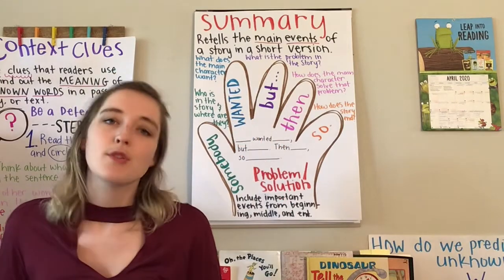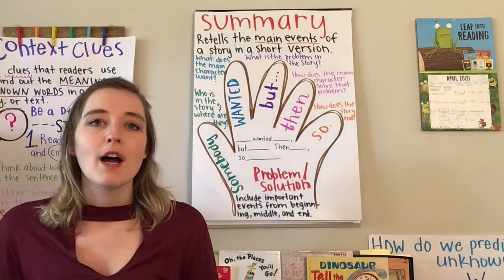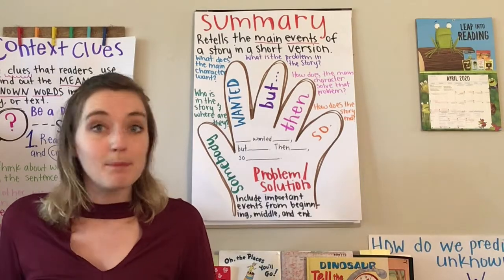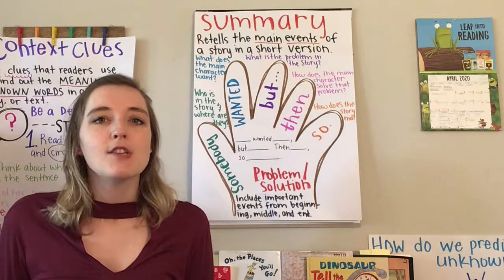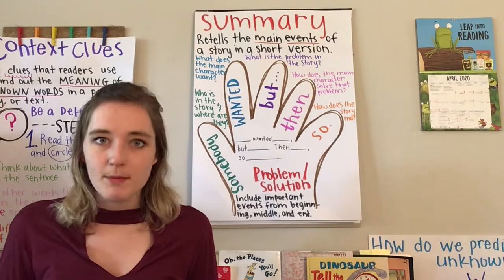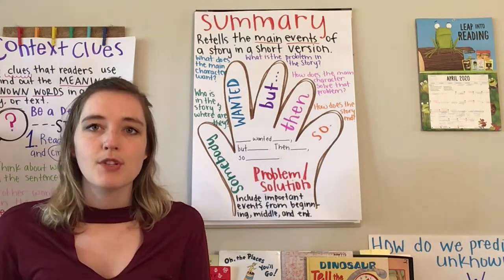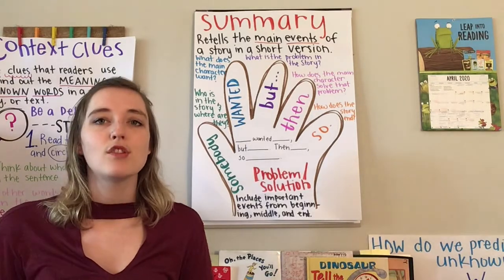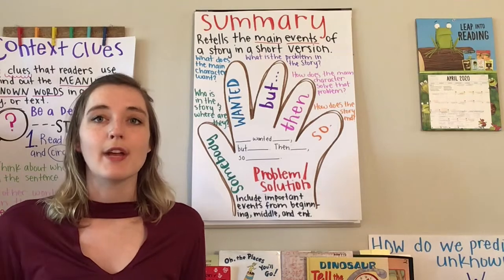Somebody is who the story is about, and where does it take place? Wanted: the main character of the story usually wants something or wants to complete a task. But is usually the problem in the story. What problem does the character encounter? Then is how the character solves that problem. And so is kind of the ending. How does the story end?